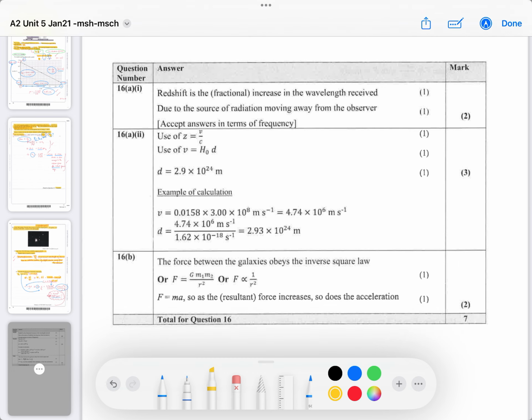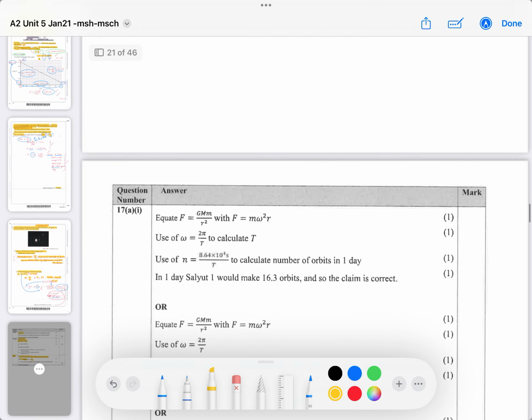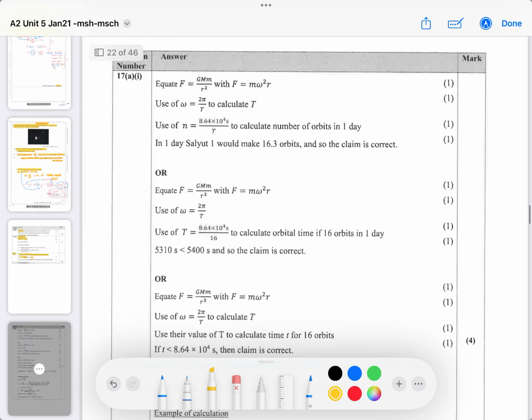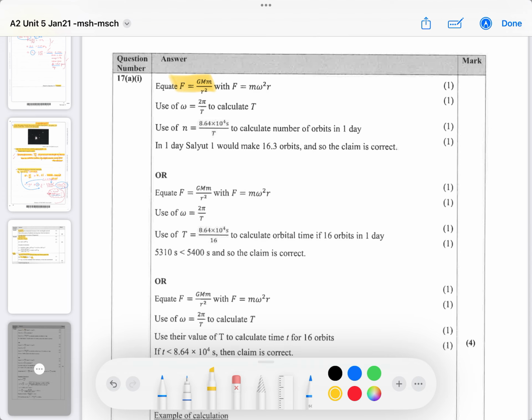Here's the mark scheme. So redshift, we talked about that. There's the answers they're accepting. There's the use of this equation. And there's the use of this equation, so it's really good revision. And then 16b we haven't done yet, so it looks like it's using the force between galaxies. Yeah, the inverse square law, so we're using F equals GMm over r squared, and the fact that it's 1 over r squared is what they want you to do, and then they ask you a question about that. Okay, so 16b, and then we go to 17 is using the same equation.